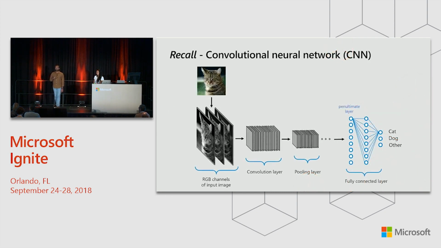Just recalling real quick, this is how a convolutional neural network kind of looks like. You have an image, you kind of break it down into individual layers. You have convolutional layers, pooling layers, and then the final fully connected layer. And there are multiple combinations of these layers that kind of keep occurring one after the other.